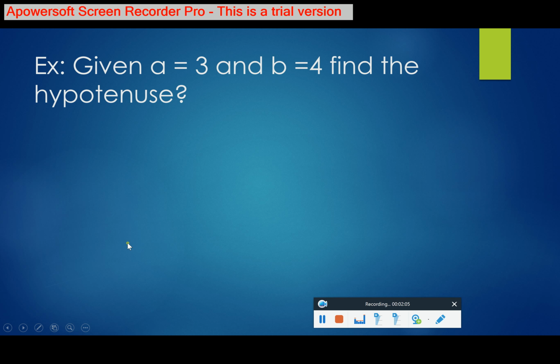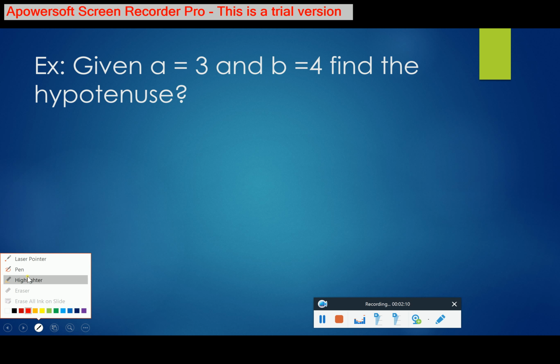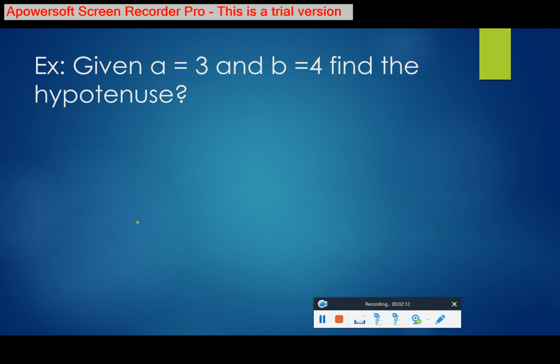So if you're given a equals 3, b equals 4, find the hypotenuse. So if I draw my right triangle, and we're looking for the hypotenuse, such as your c. So that means c squared equals 3 squared plus 4 squared. 3 squared we know is 9. Remember, 3 squared means 3 times 3. Okay. 4 squared is 16. 9 plus 16 is 25.